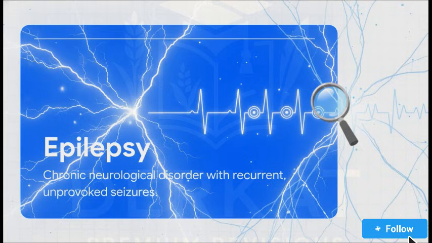But epilepsy is the whole chronic neurological disorder itself, characterized by recurrent, unprovoked seizures. Physiologically, this happens when there's an imbalance in the brain's neurochemistry. You've got increased excitatory glutamate activity, so excessive neuronal excitation, combined with reduced inhibitory GABA activity. That lack of inhibition is literally what allows those abnormal electrical discharges to spread like wildfire.